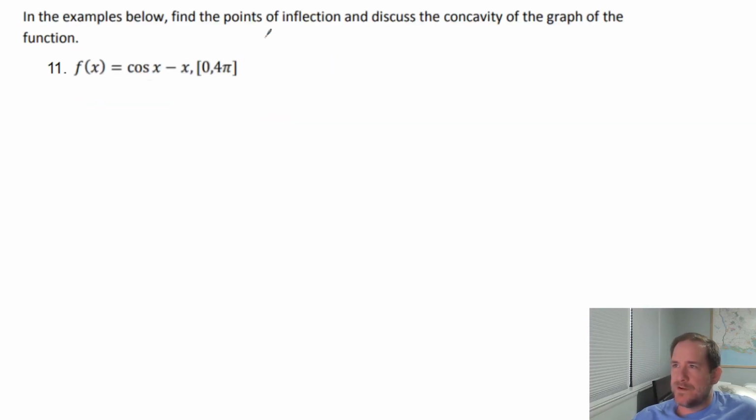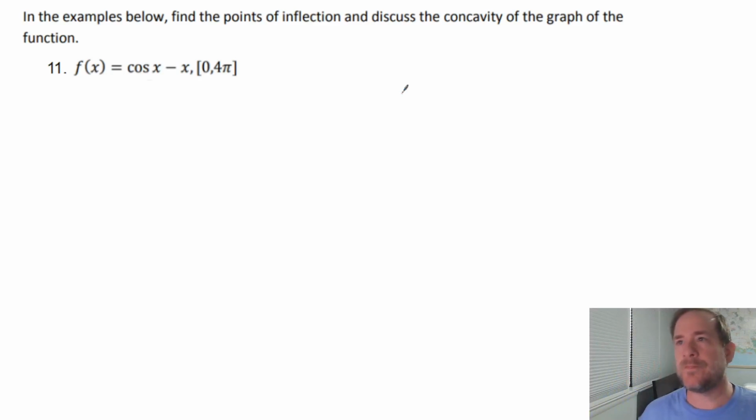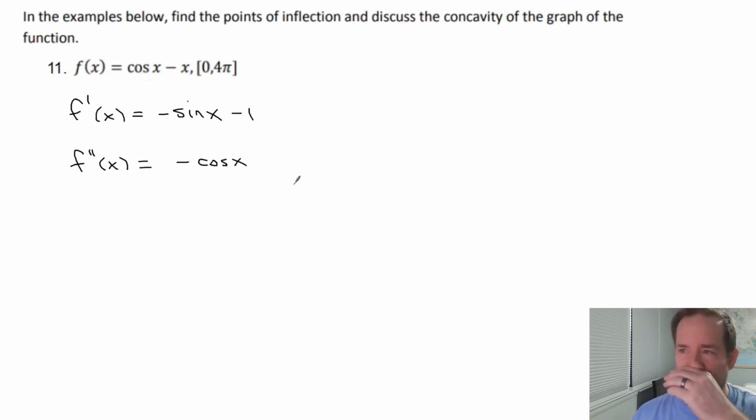Number 11 is asking us to do the same thing, but this time we've got trig to deal with again. So let's do it. We take our first derivative, and f prime is negative sine of x minus 1. Then we take our second derivative, and we get negative cosine of x minus 0. So we just have plain old cosine, which is good because that means this one will be easy again.